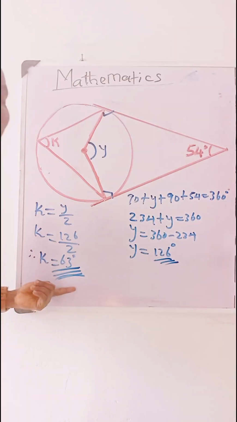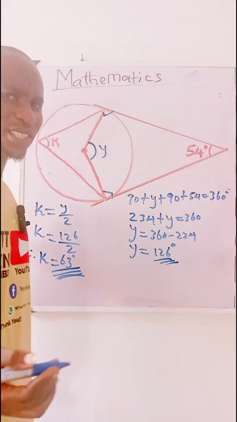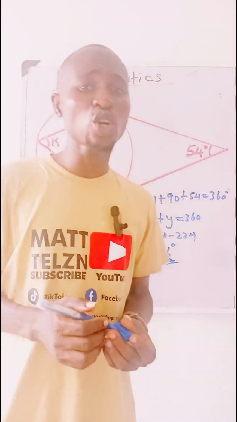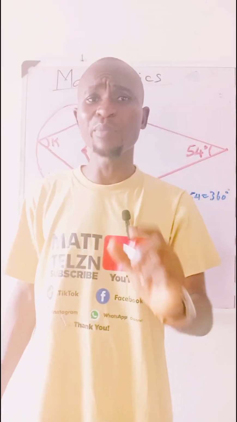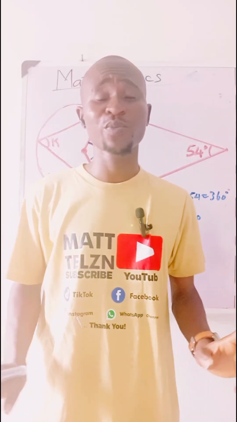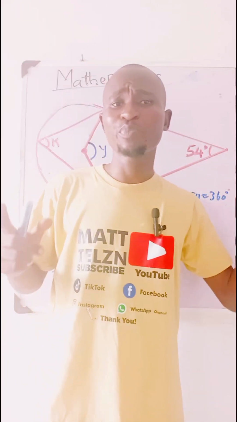You see, my K is what? 63 degrees. All right, very, very simple. Just the knowledge of the rules. That is the beauty of mathematics. When you learn a principle, you don't need to forget about the principle, because you will have a shape that you need to recall some principle.